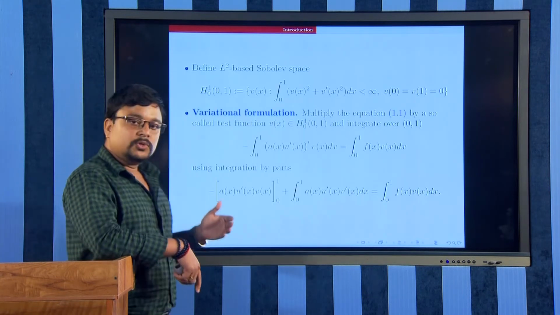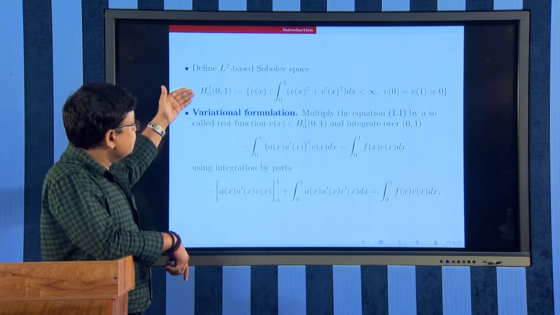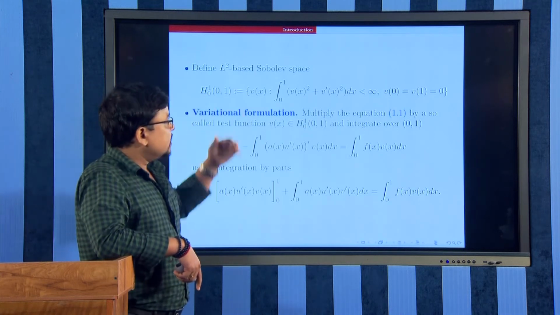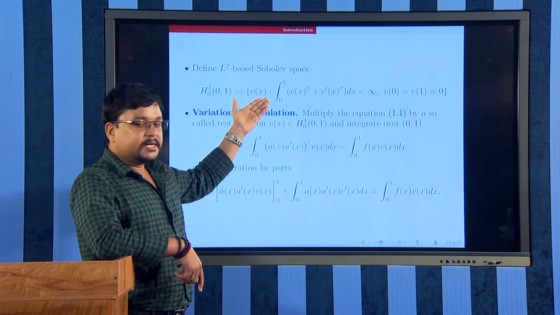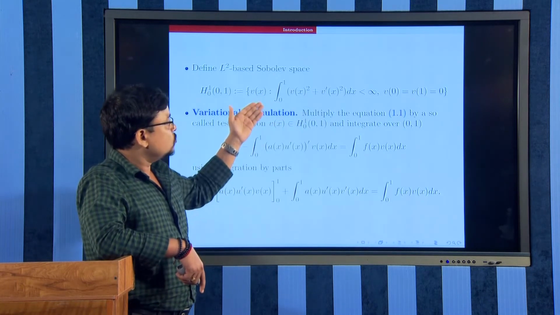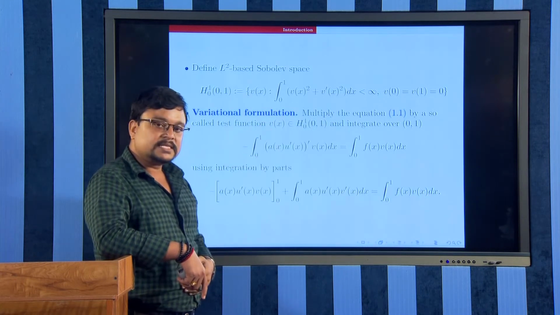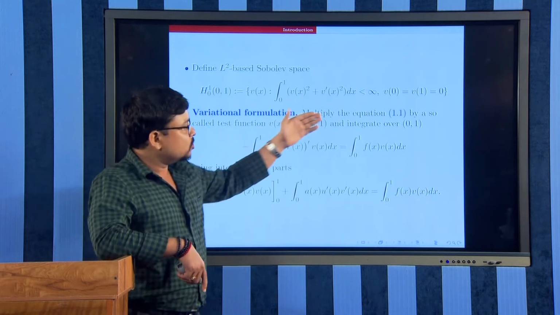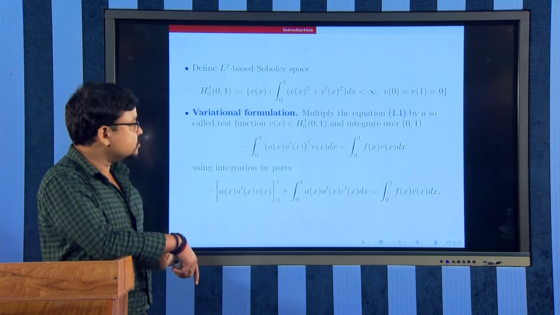Next, we introduce the L2-based Sobolev space, which is H_0^1. What is H_0^1 basically? H_0^1 contains all the functions that are square integrable on the given interval, that means the integral from 0 to 1 of v(x) squared plus v'(x) squared dx is less than infinity. And what is the subscript 0 in the notation? It means that v(0) and v(1) are 0, that is, the boundary values are 0.